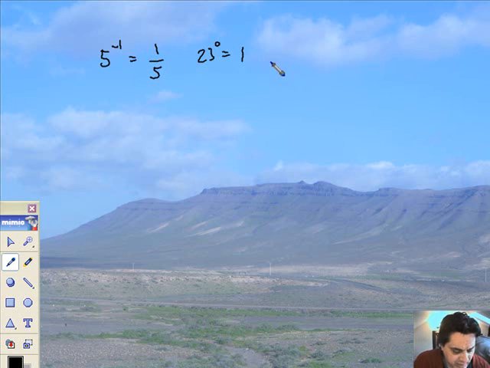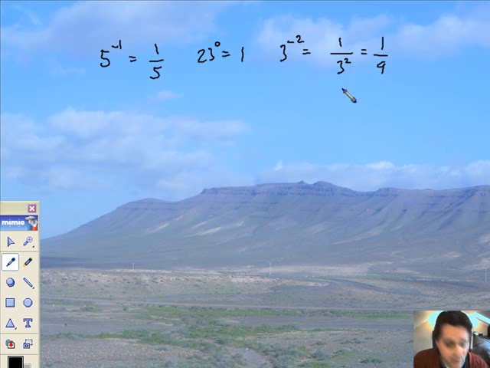Boringly easy. 3 to the power of minus 2. What does that mean? It means 1 divided by 3 to the power of 2, which means 1 over 9. 3 threes are 9. That's why. What about this one? Looks scary. I'm terrified. A half to the power of minus 3.